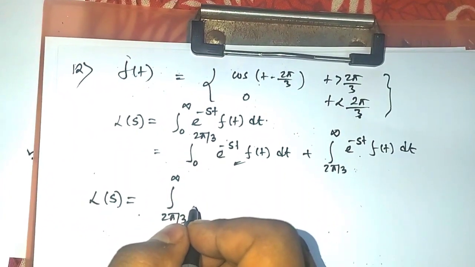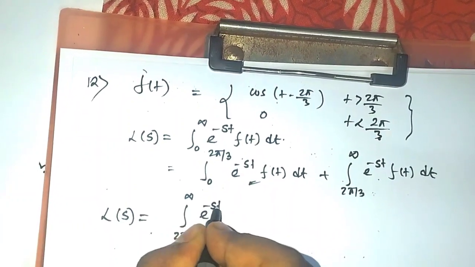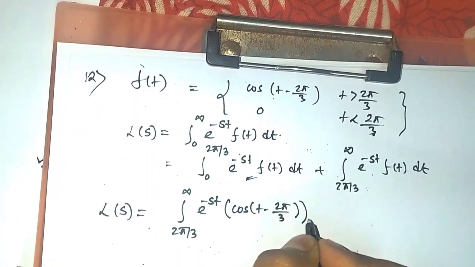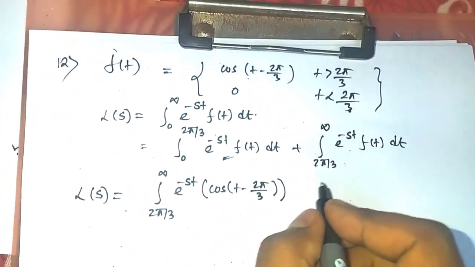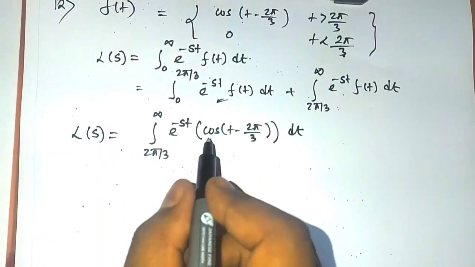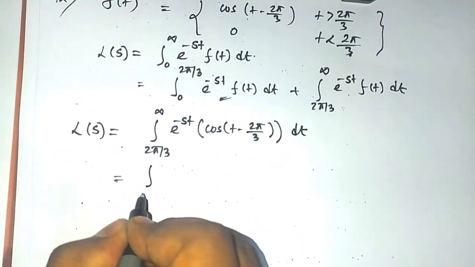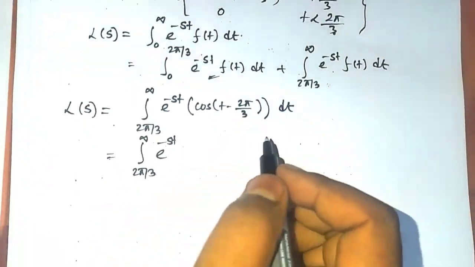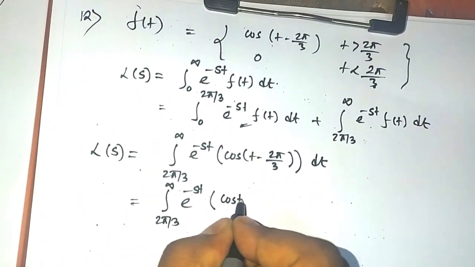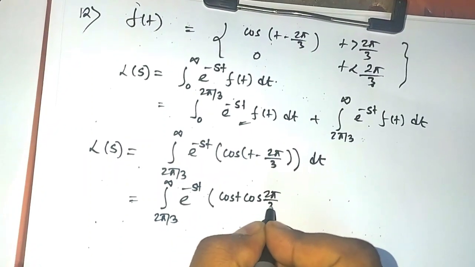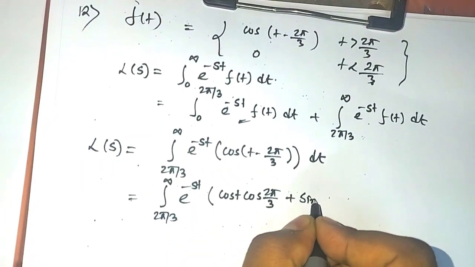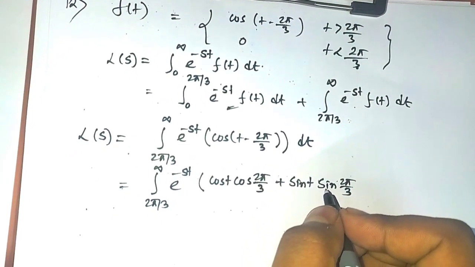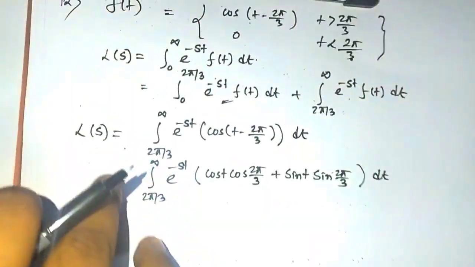2 pi by 3 to infinity e to the power minus st into cos of (t minus 2 pi by 3) dt, clear. Now here cos(a minus b), I can split it: 2 pi by 3 to infinity e to the power minus st, cos(a minus b) equals cos a cos b plus sin a sin b. So cos t cos 2 pi by 3 plus sin t sin 2 pi by 3, clear, into dt.